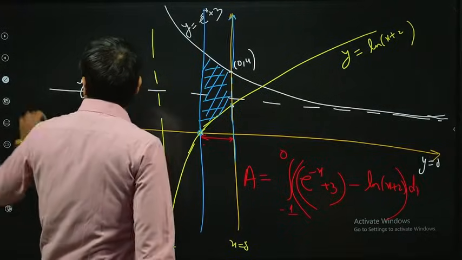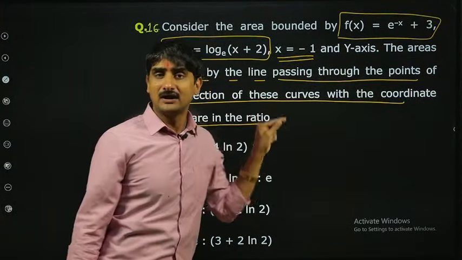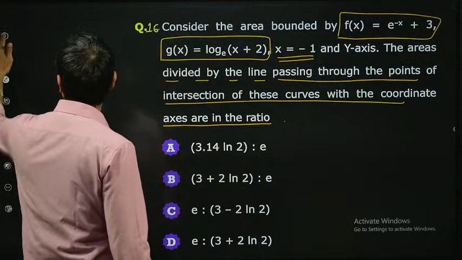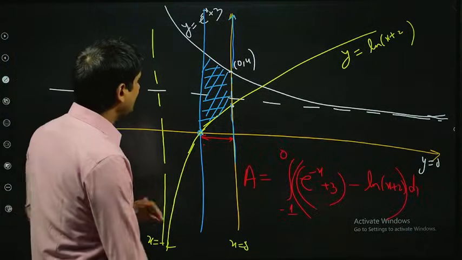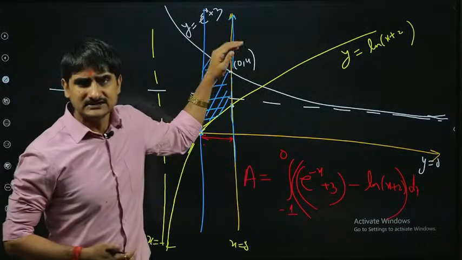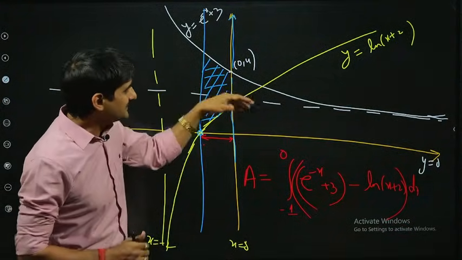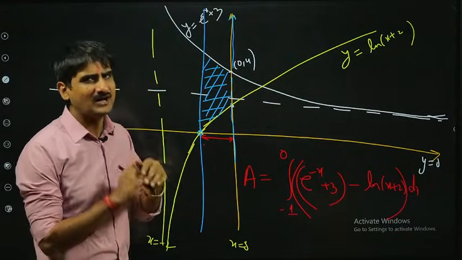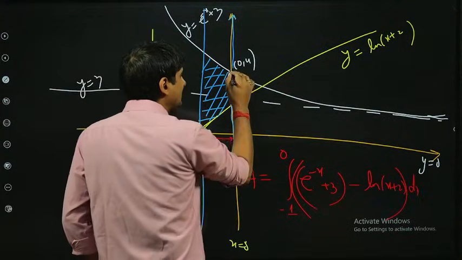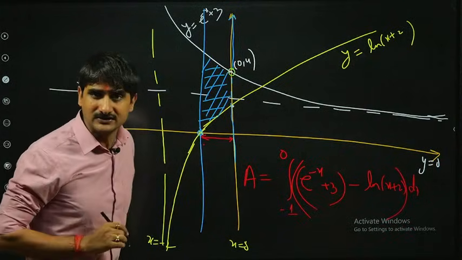Okay, now actually the question is the area divided by the line passing through the points of intersection of these curves with the coordinate axes. Now look here, we will find that no curve intersects both the axes. The exponential curve doesn't intersect both the axes. Log curve is intersecting both the axes. Of course, that's the only point where the exponential curve intersects the y-axis.